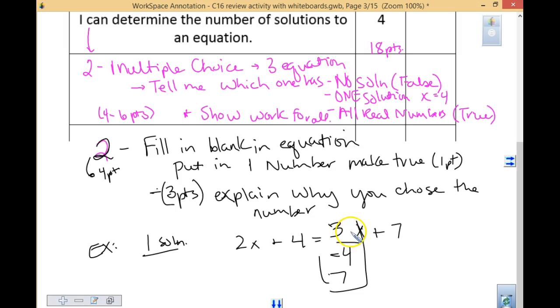Does that make sense to everyone? Why 2x would make it wrong? Because when I subtract 2x, I get 4 and 7, right? 4 equals 7, that's a false statement, that's no solution. So then in your explanation, you'd say, I chose this number because if I chose 2, it would make it a false statement. So that's what that kind of question is going to look like. Does that make sense? Okay.